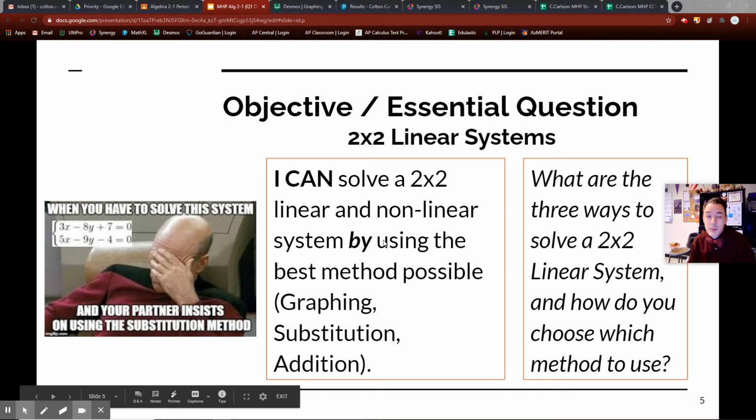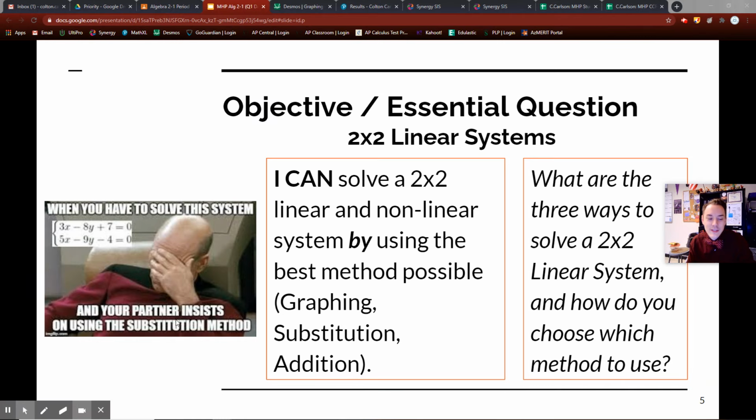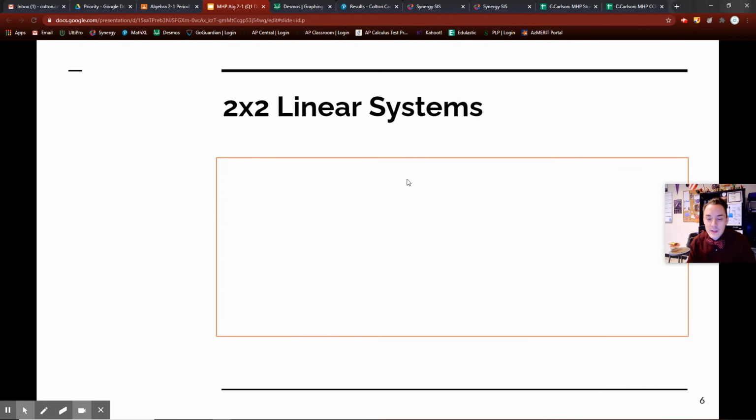A lot of this should be reviewed from Algebra 1. Maybe we remember using what we call substitution or addition method slash elimination. Okay, my favorite is substitution. And so when you have to solve this system, but your partner insists on using the substitution method, clearly, probably this is better for elimination if you remember, but if not, that's okay. We're going to go through it.